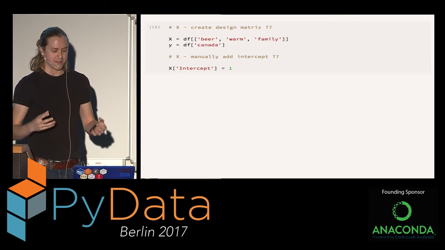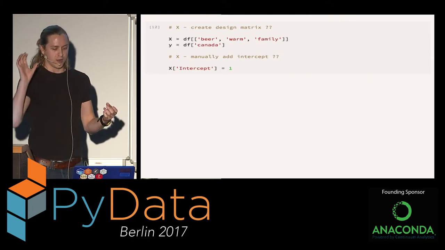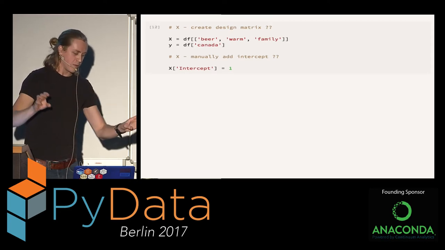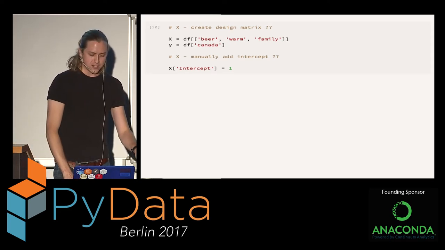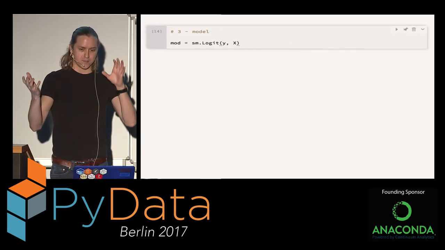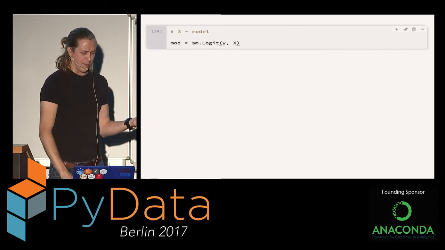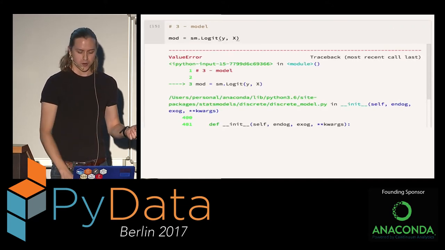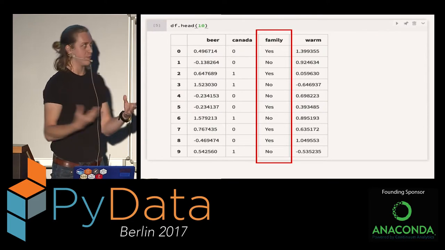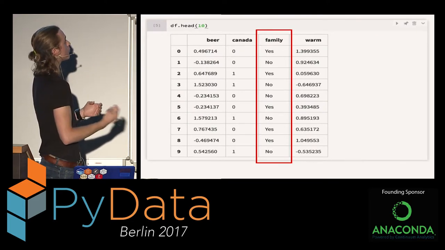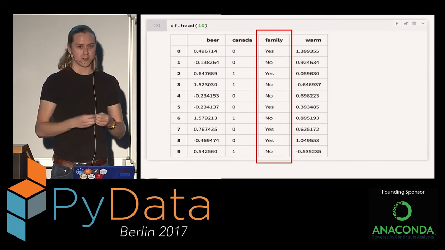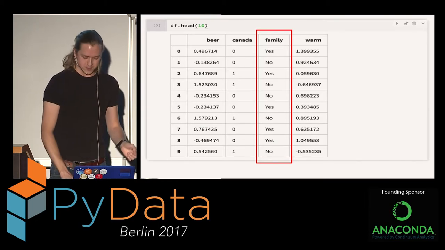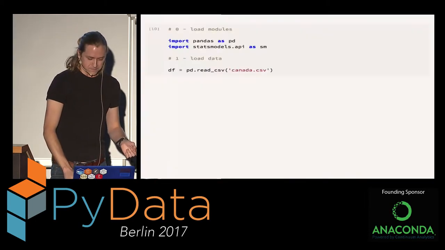You've got to create the design matrix with your X and your Y output variable. You've got to manually add an intercept, then actually call in the model, and then, oh wait, no, it won't work because you've got this categorical variable. That was automatically working for you in R. So you've got to start again.